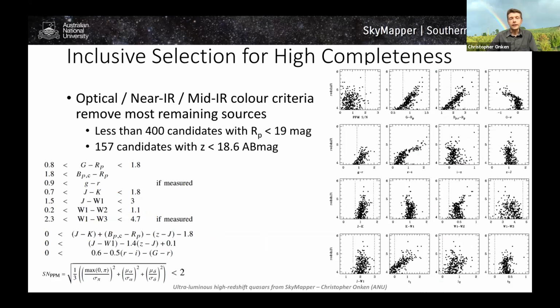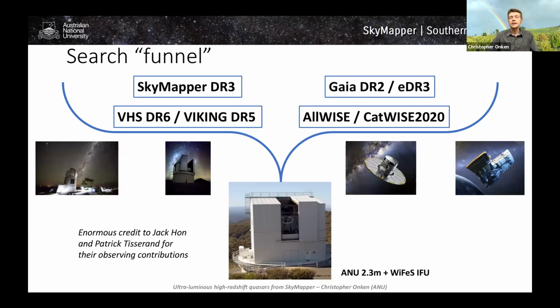And in fact, we've designed some very inclusive selection criteria to make sure we're not being overly biased from previous studies of high redshift quasars, in order to conduct a search that will find almost all of the quasars in the useful redshift range. And so by combining the optical data from SkyMapper and from Gaia, near-infrared data from some of the large-scale near-infrared surveys in the Southern Hemisphere, and mid-infrared data from WISE, we can narrow this down to less than 200 candidates with a Z-band magnitude brighter than 18.6. And so we take all of these things and we funnel them into the ANU 2.3 meter.